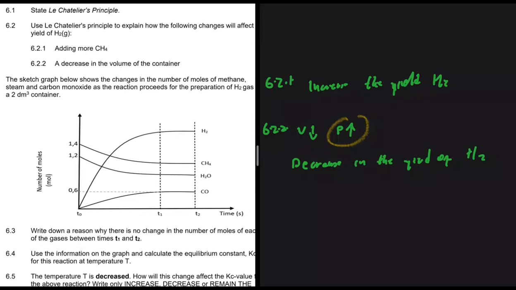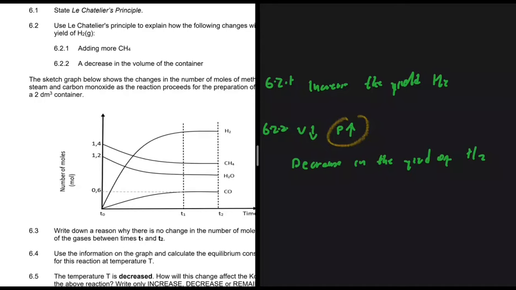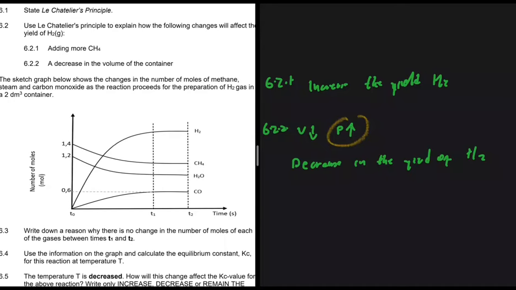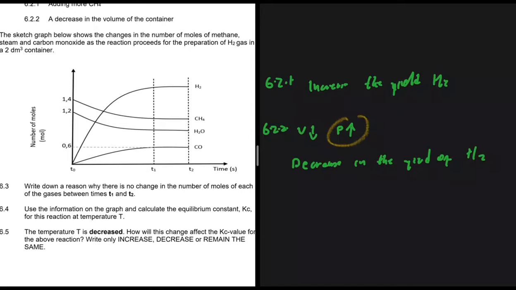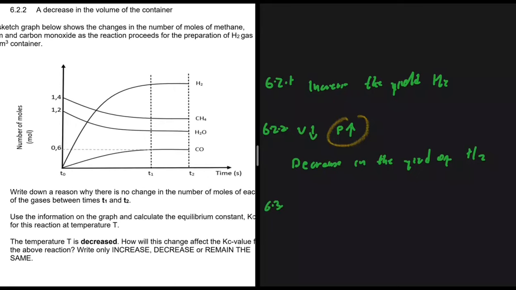Okay, let's take a look at 6.3. The sketch graph below shows the changes in the number of moles of methane, steam, and carbon monoxide as the reaction proceeds for the preparation of hydrogen gas in a 2 decimeter cube container. Okay, 6.3, write down the reason why there is no change in the number of moles of each of the gases between T1 and T2.